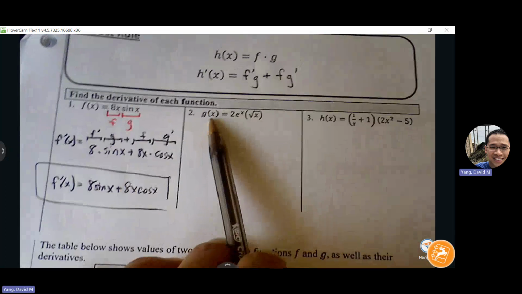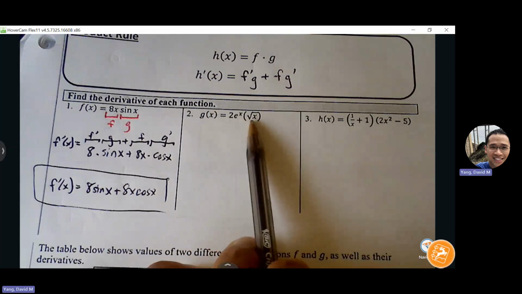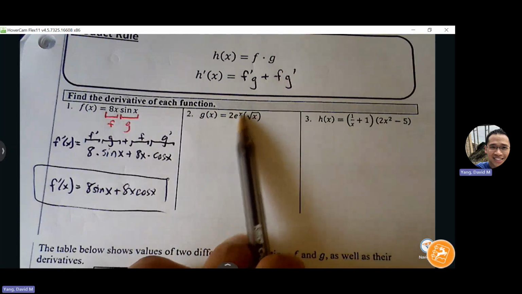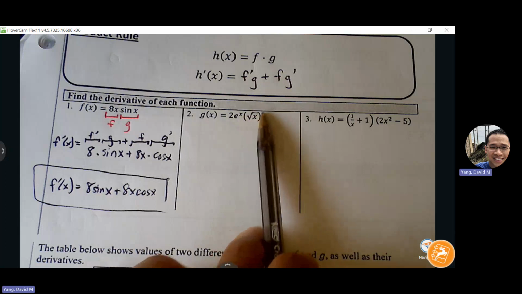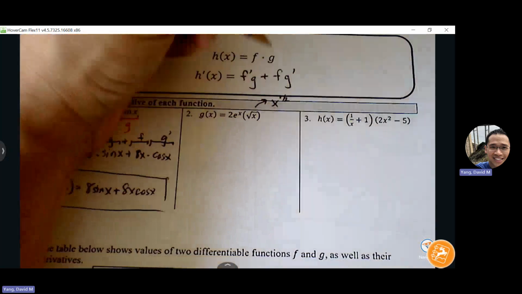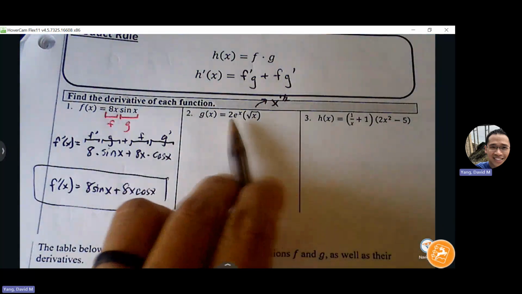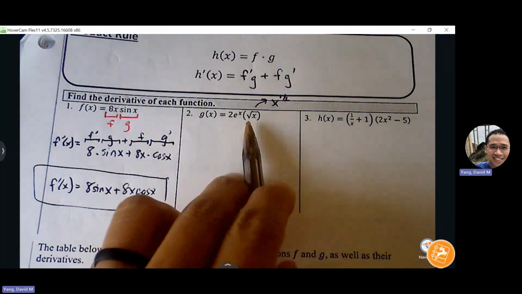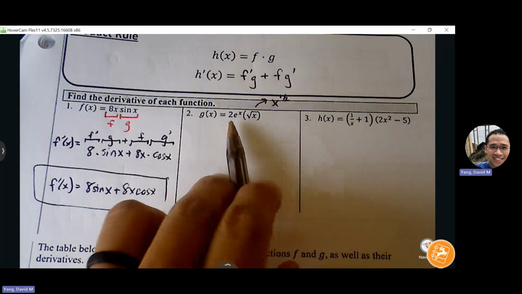Okay, number two, g of x is 2e to the x times square root of x. This one I can use exponential rule, and this one I can use power rule. But for power rule, I can rewrite this as x to the 1/2 to get it ready for power rule. And obviously these cannot merge into one term. I have to leave them separate the way that they are.